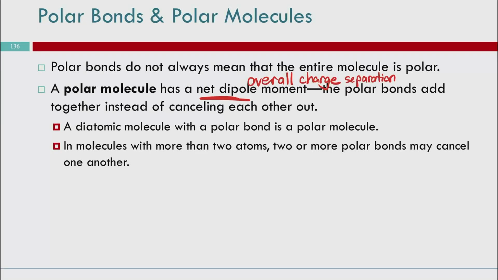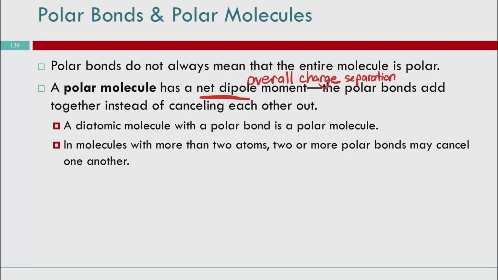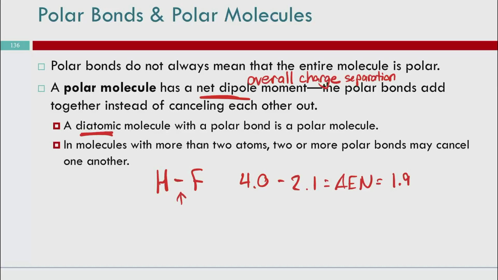And this is where our valence shell electron pair repulsion theory, the shape stuff that we were doing last class, comes into play. A couple of simple situations though. If we have a diatomic molecule, like HF, it has a polar bond. 4.0 minus 2.1 gives us an electronegativity difference of 1.9, so this is a polar bond.